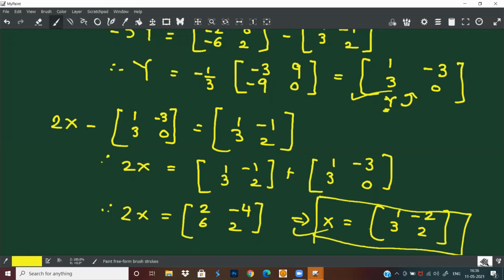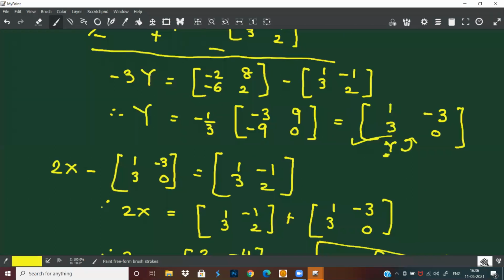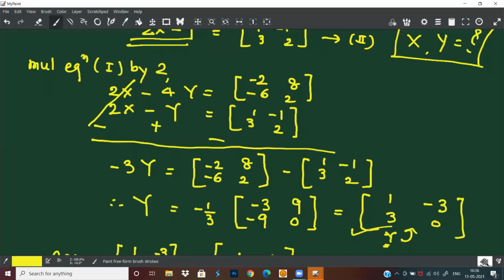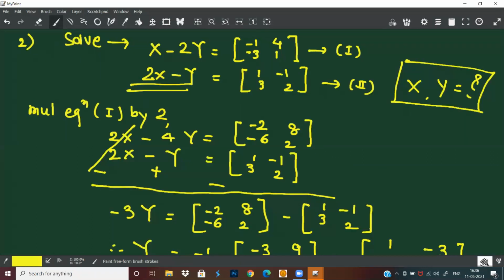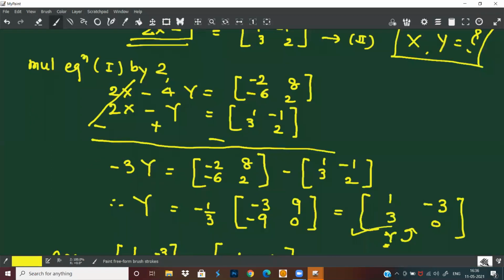Yes. Correct? Understood? This is how we solve. Equation number 1, equation number 2 are given. You can either cancel x or y, eliminating one of the two by equating the coefficients. You get one of the matrices. Either you substitute that or you can copy the equation and eliminate the other one.